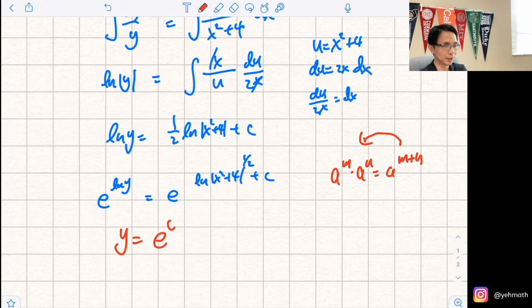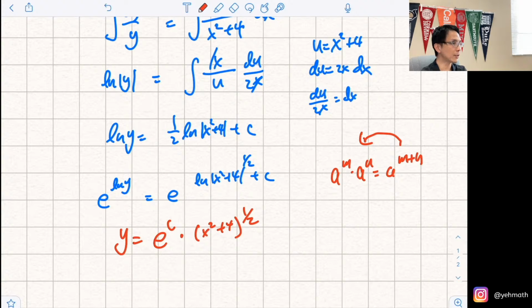e to the c, did you see? Times e to the ln, where that's going to cancel out. So it'll be x squared plus 4 to the 1/2 power. So far confusing? No? Okay. Tomorrow you're going to have to use this. The homework is going to be about it.